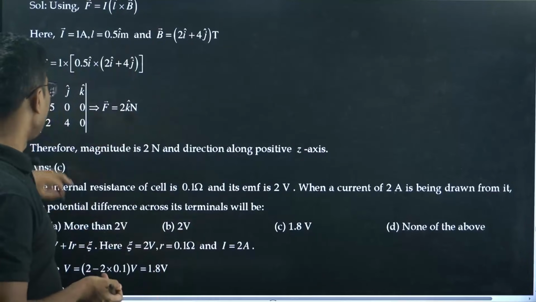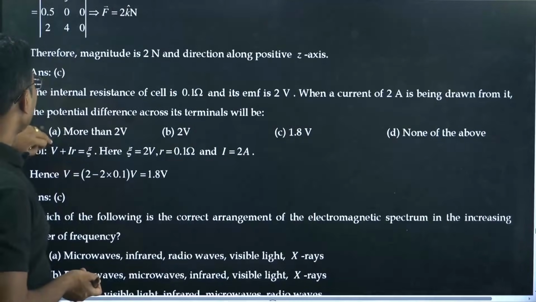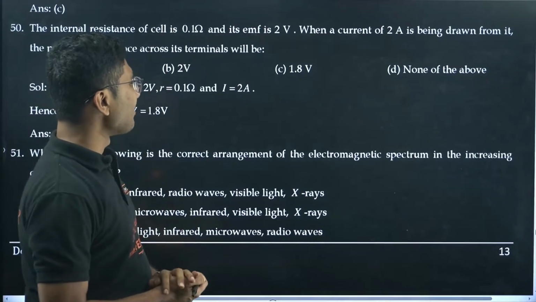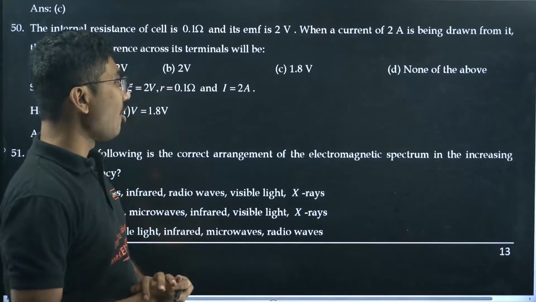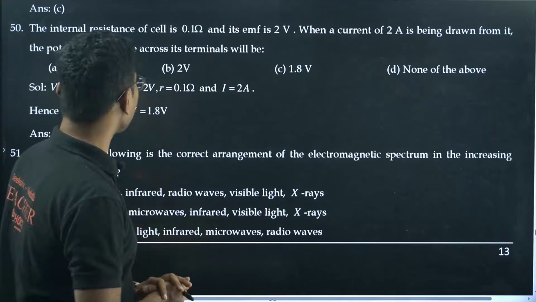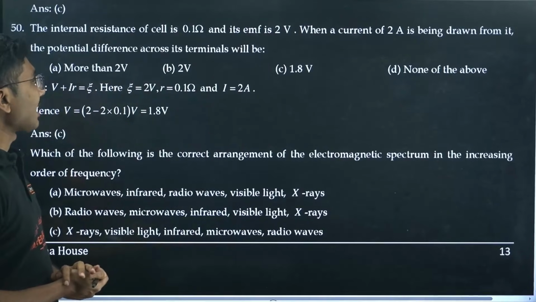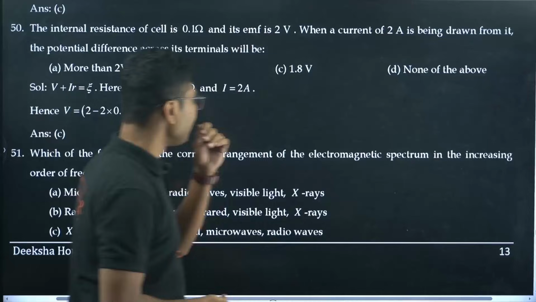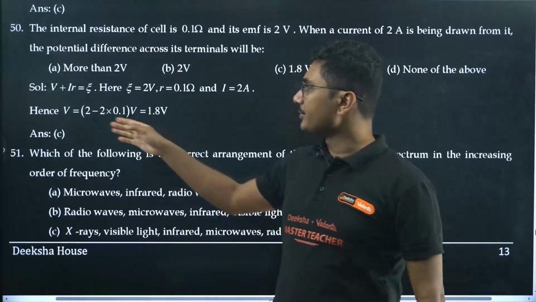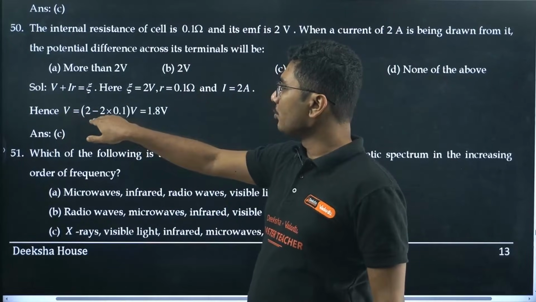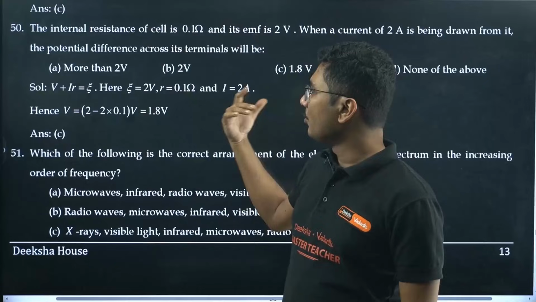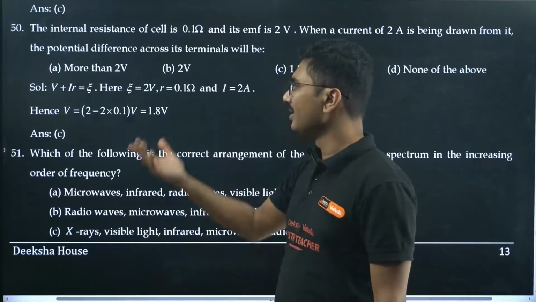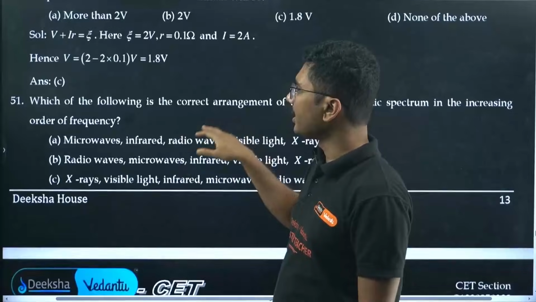Next, the internal resistance of the cell is 0.1 ohm and its EMF is 2 volt. When a current of 2 ampere is being drawn from it, the potential difference across the terminals will be. Obviously, the potential difference across the terminals can be calculated using simply V is equal to epsilon minus IR. I is given, R is given, epsilon is given, everything is given. Just put the value, it will be 1.8 volt.